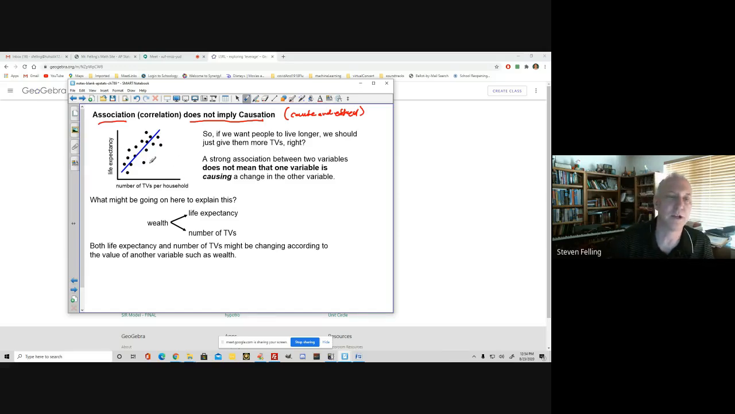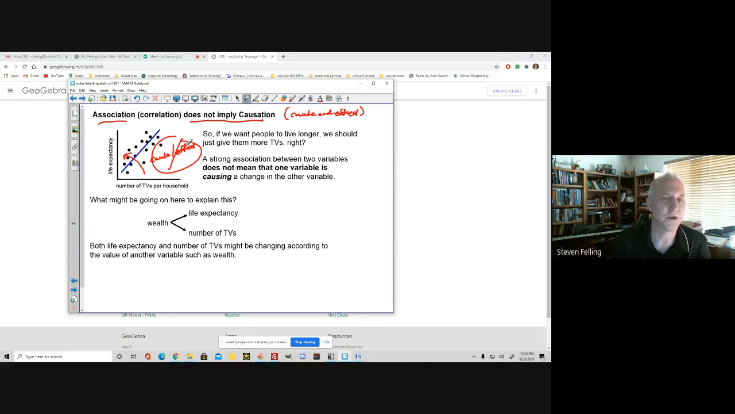Let's say that I plotted life expectancy. When people died, I looked at how long they were alive. And then I went back and asked the family, how many TVs did you have in your household? And I find that it just happens that people who live longer happen to have more TVs in their house, right? So does that mean that if I want to cause somebody to live longer, I can just give them some TVs? Is there some sort of cause and effect relationship here? The answer to that is definitely not, right? I mean, we're not going to cause someone to live longer by giving them a television, right?